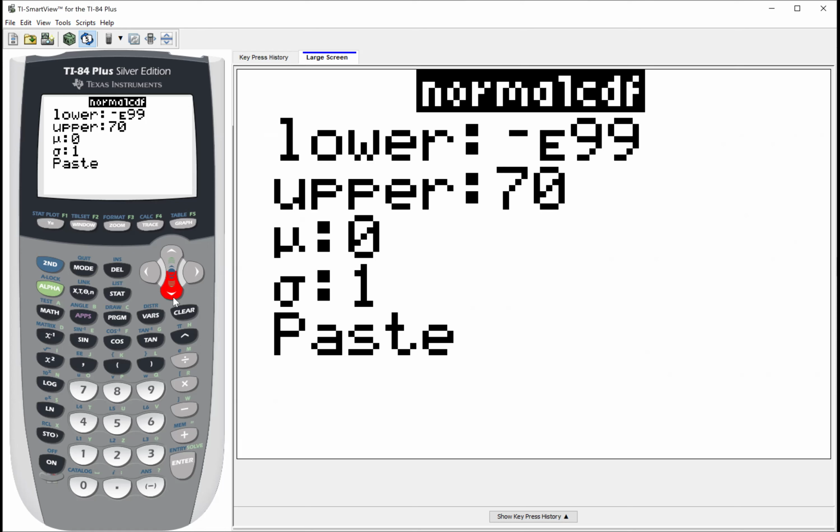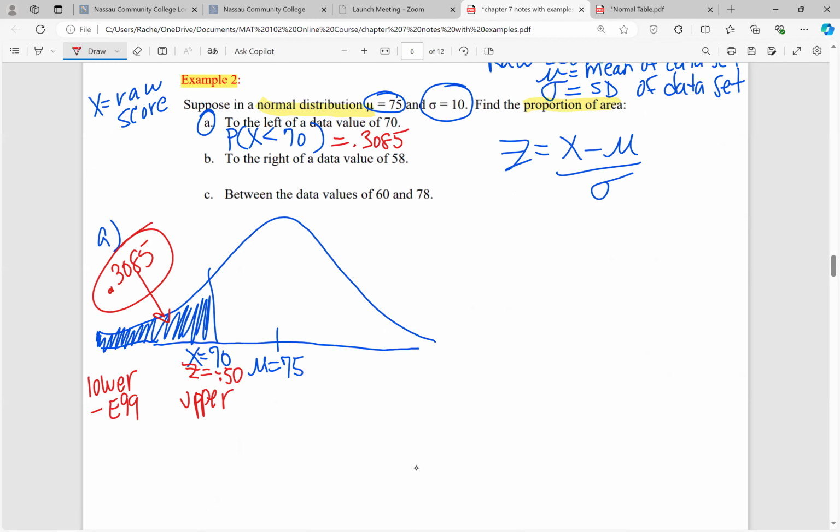But now when I go type in the mean and the standard deviation, I can't use 0 and 1 because 0 and 1 are the mean and standard deviation for z-scores. 70 is a raw score, so we have to use the mean and the standard deviation of the distribution. The mean is 75 and the standard deviation is 10. So that's what I'm going to type in since I'm using raw scores.